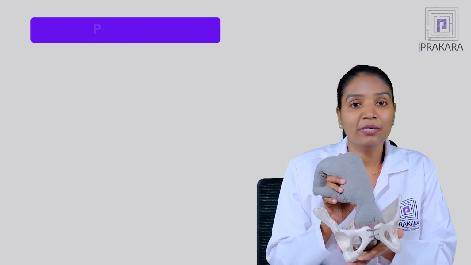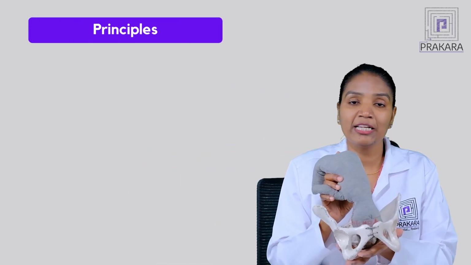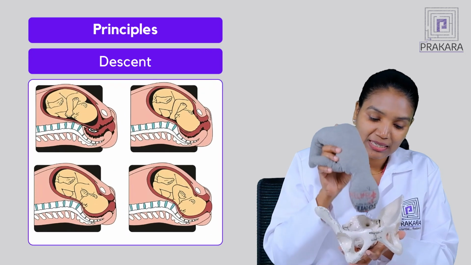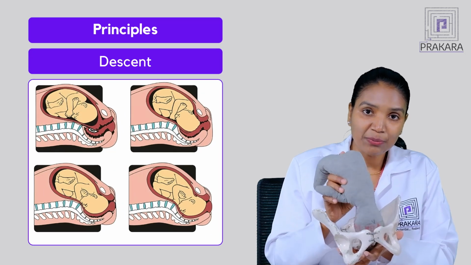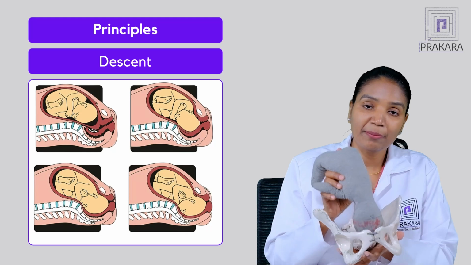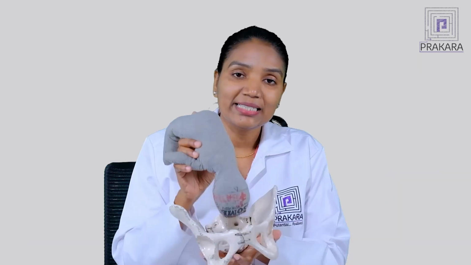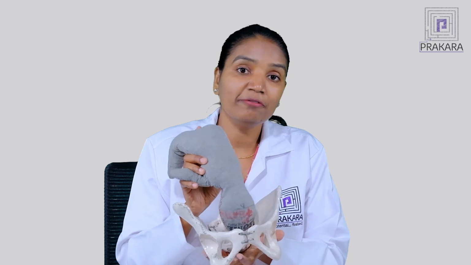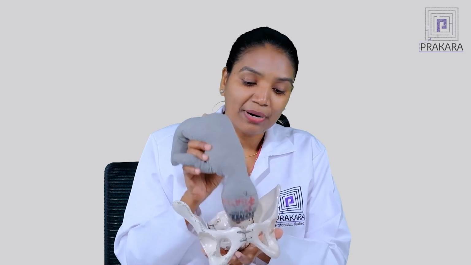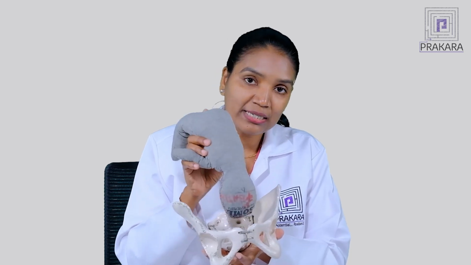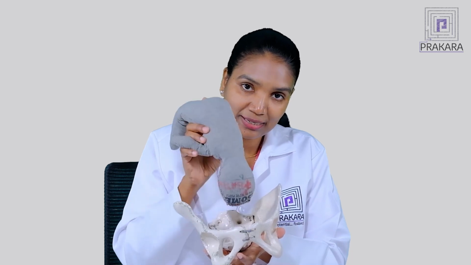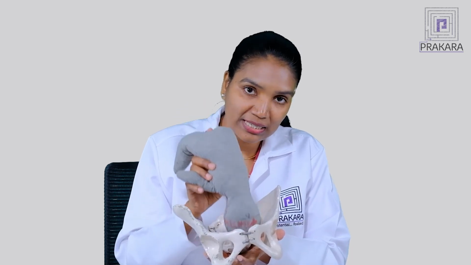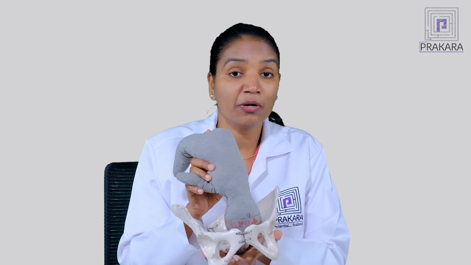Then what are the principles we need to observe in the normal mechanism of labor? The first thing is descent. Descent means coming down. Descent is a continuous process that will be there from the beginning of the labor, throughout the labor. It is not a movement that occurs at one place, but it continuously moves downward. As the fetus starts from the beginning of labor, it tries to descend even from the first stage of labor onwards.